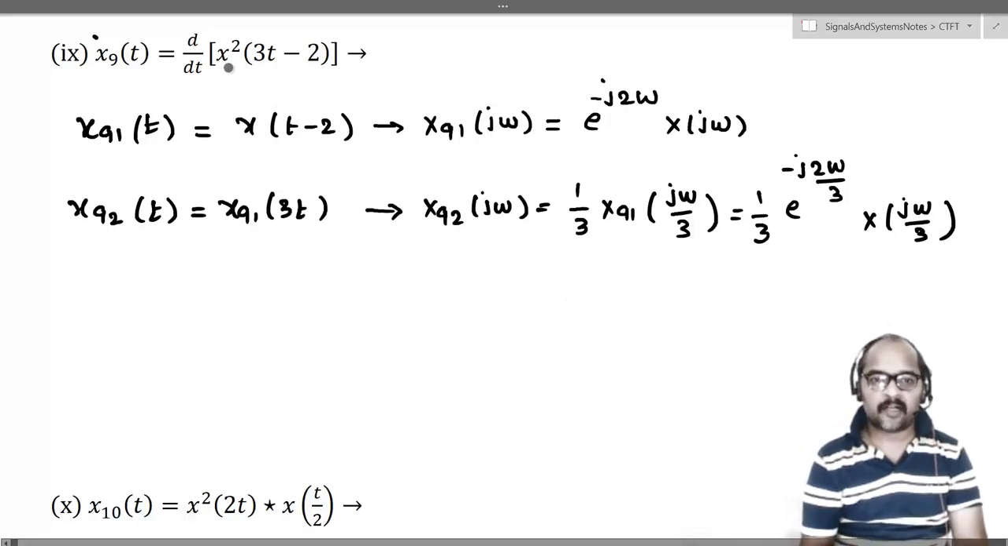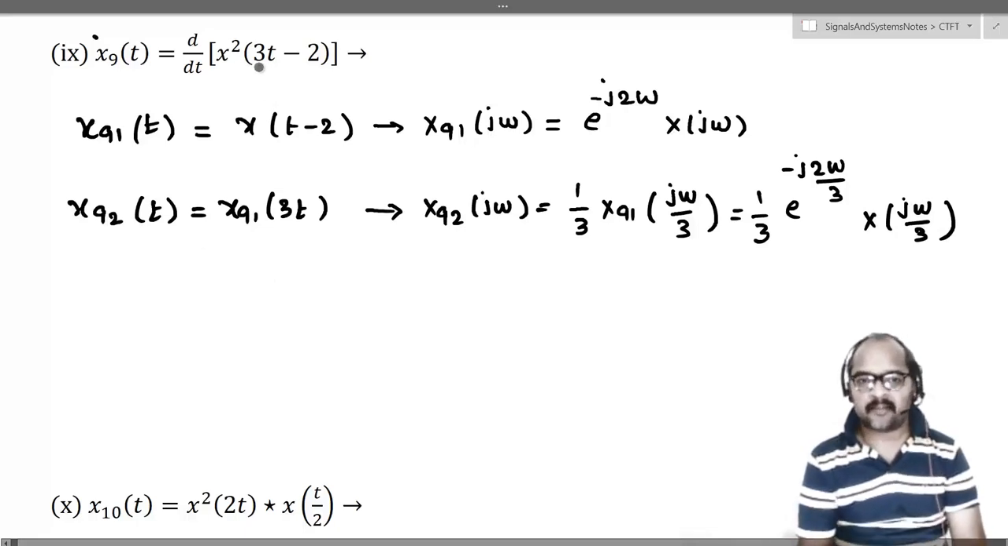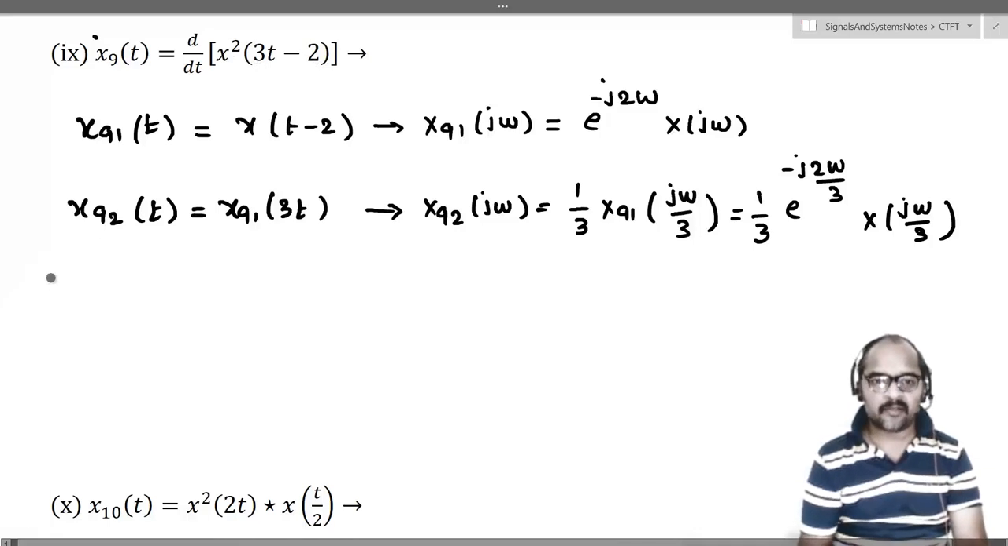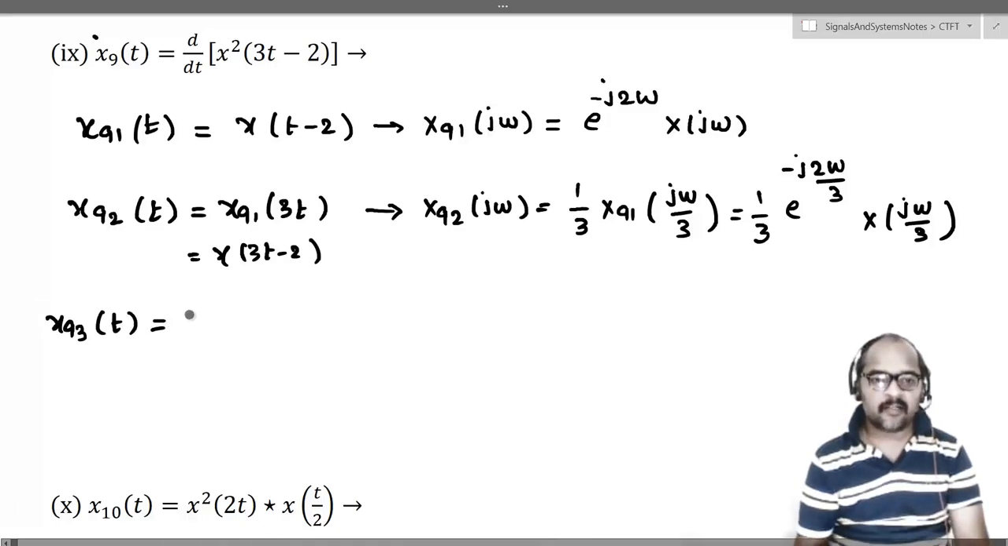That would be the Fourier transform of which signal? x of 3t minus 2. Correct. Now let us define the third intermediate signal, x93 of t, which is nothing but x92 square of t. What is this equal to? This is equal to x square of 3t minus 2.